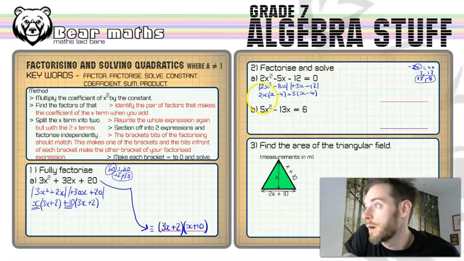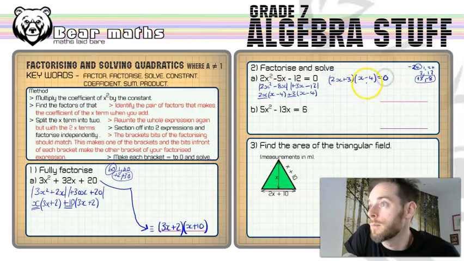Now, when we're solving, this is the other bracket, we've got 2x plus 3 and x minus 4. When we're solving, we have to be equal to 0. Each bracket independently is equal to 0. So if I make this bracket equal to 0, that's easy. If I make this bracket equal to 0, it's a little bit more complicated. Basically, it's a two-step equation.